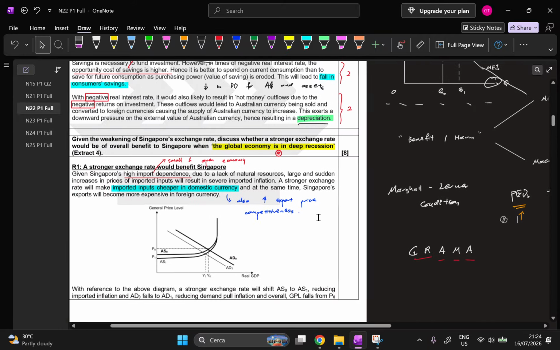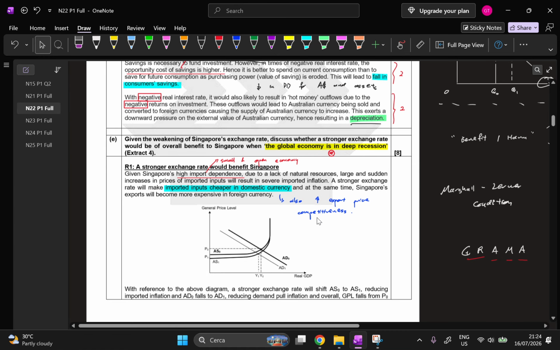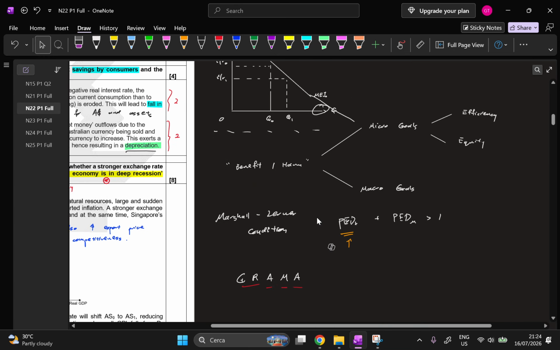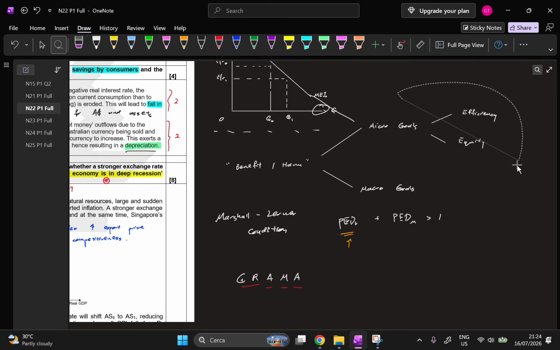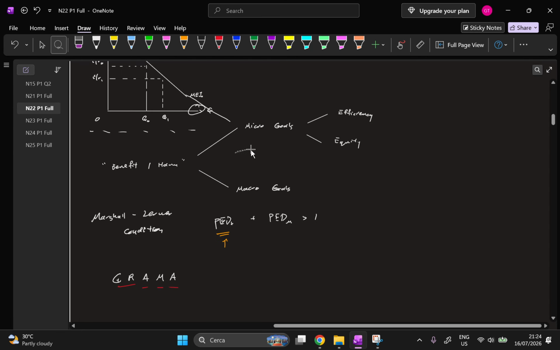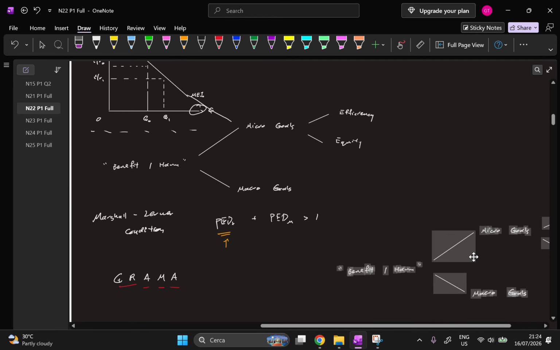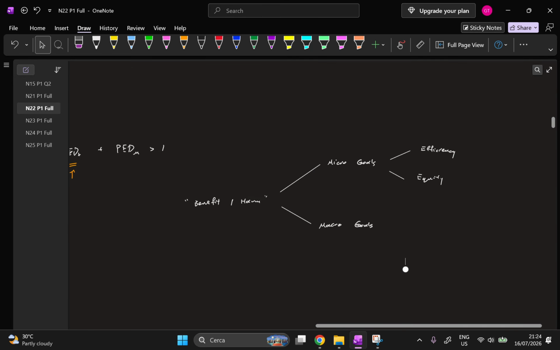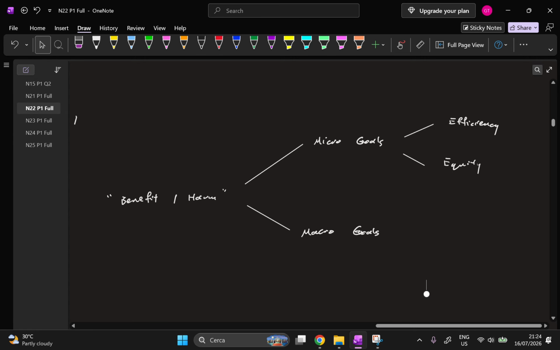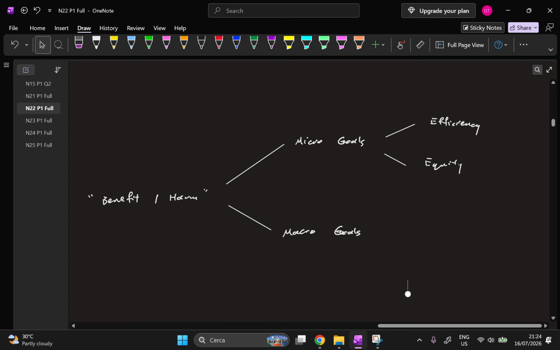Okay? So how does that link to what we are looking at here? I forgot to mention, whenever the question asks you whether something is likely to be of overall benefit to Singapore, or likely to harm Singapore's economy, if they do not talk about micro or macro, it's up to you to interpret the question. You can talk about the micro goals of efficiency and equity, or you can talk about the 4 macro goals. I'm sure you can name the macro goals, right?